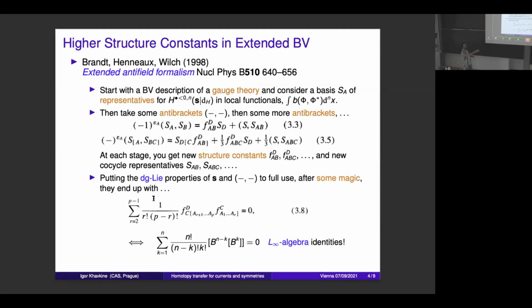Yeah, this is a vector space. In fact, typically, it's a finite dimensional vector space. I see. It's not a module. Sorry. Okay. So all the position dependencies disappeared. You're just dealing with co-cycles, right? So all your f's are constant. Yes. Okay. I see.